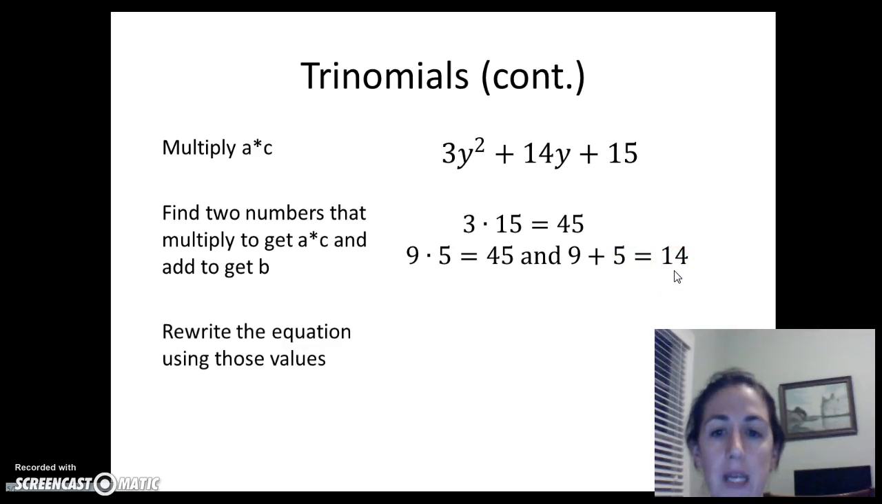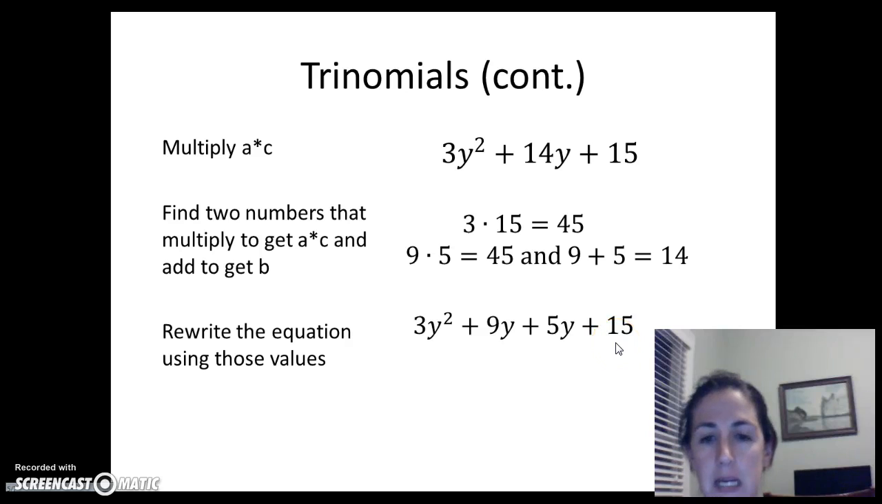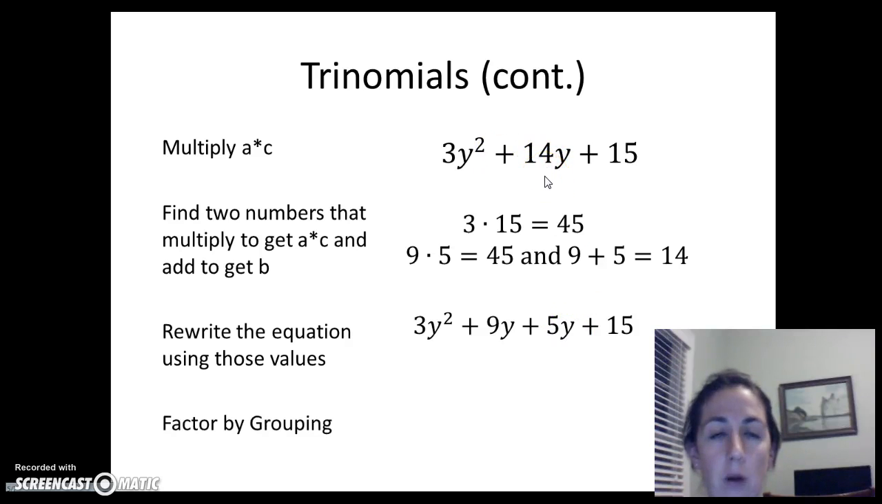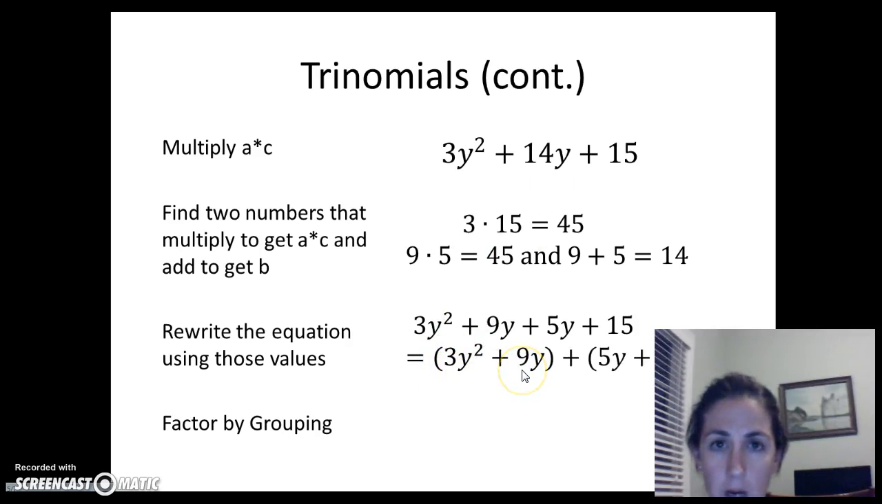So we'll rewrite the equation using those values. We're going to break up this 14y using 9 and 5. So 3y squared plus 9y plus 5y plus 15. We didn't change anything because if we combine like terms, 9y plus 5y would give us that 14y. And now we will factor by grouping. Group the first two terms together, 3y squared plus 9y. Group the second two terms together, 5y plus 15, and factor. The greatest common factor here is a 3y. The greatest common factor here is a 5.